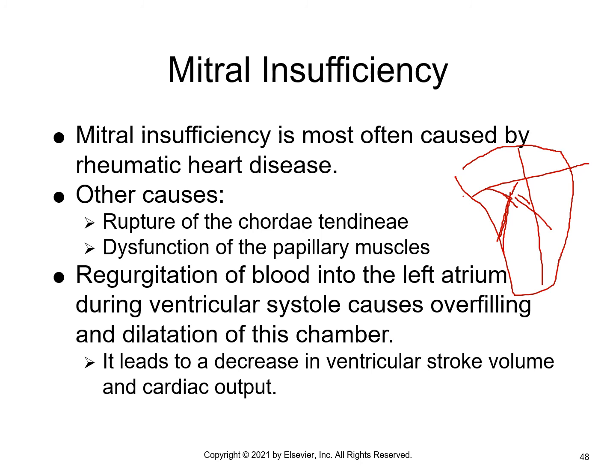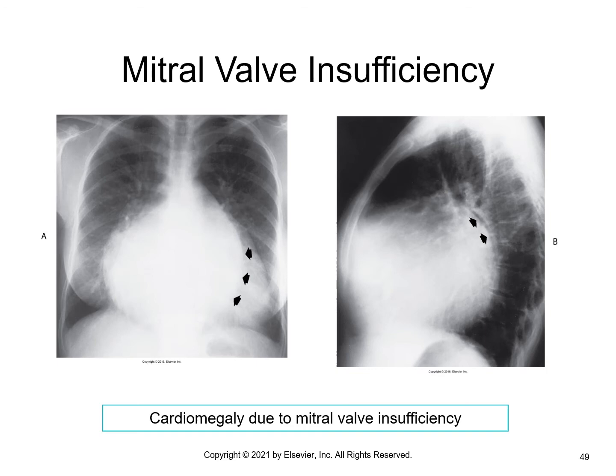Now, with mitral insufficiency, regurgitation of blood into the left atrium, whenever we have ventricular systole, is going to cause overfilling and dilatation of that particular chamber, which will ultimately lead to the decrease of ventricular stroke volume. So here's a patient, excessively large heart. They obviously have cardiomegaly, very rounded at the right ventricle and atrium.